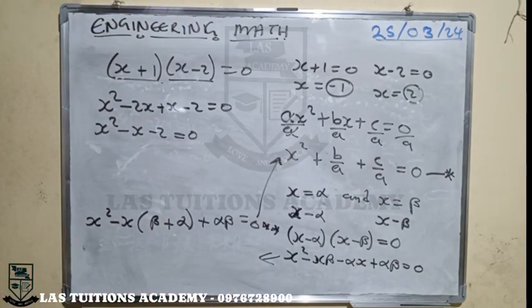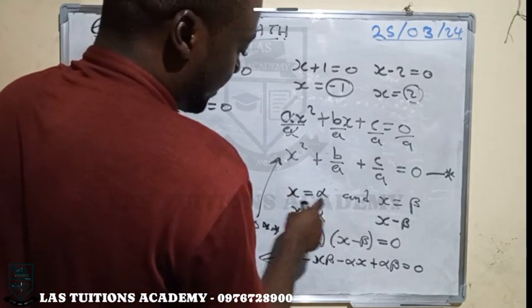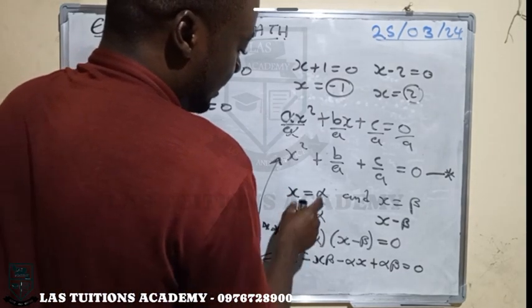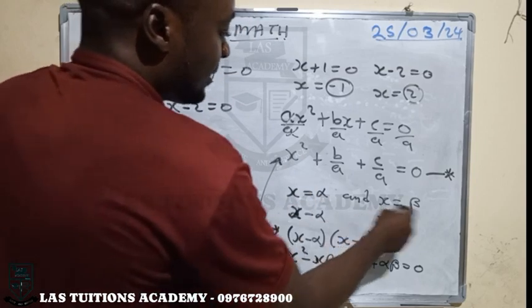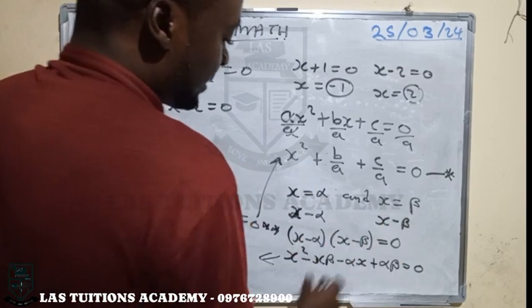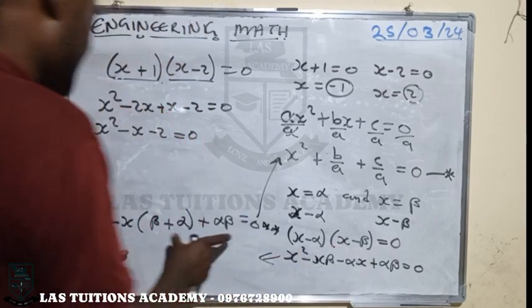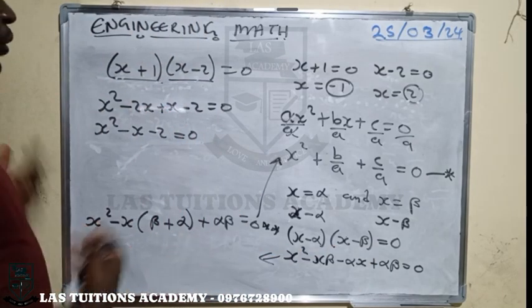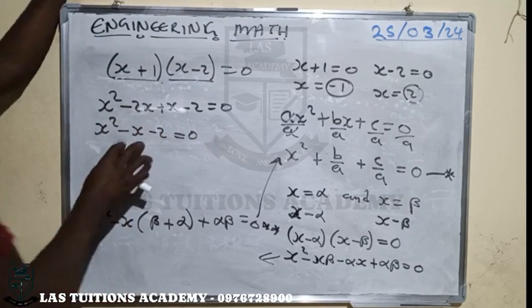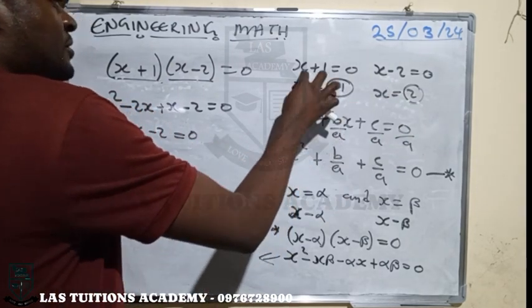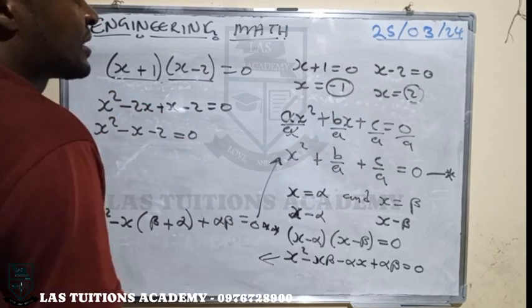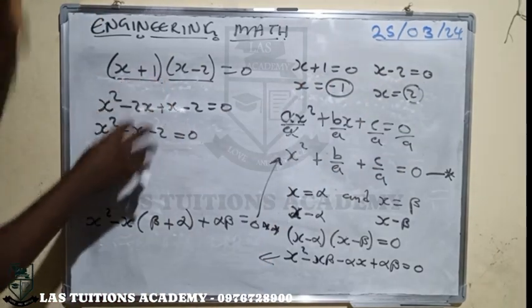Why? Because here I've only used the roots. Alpha, we have removed this, we have converted it into a factor. This one we have also converted into a factor. Then we multiplied the factors to get this equation, of which we know that when we convert these two roots into factors and then multiply them, it's going to give us back our original equation without any problem.